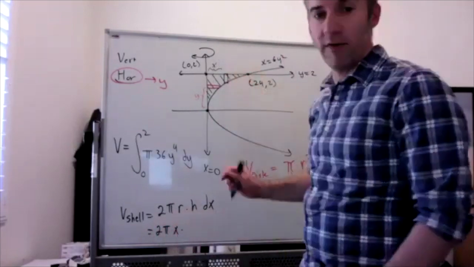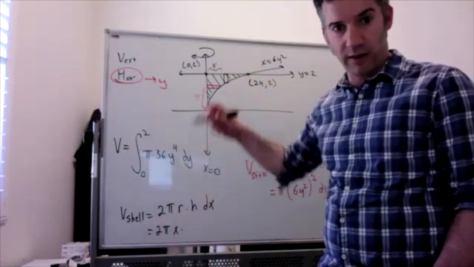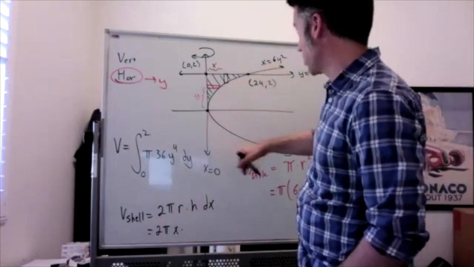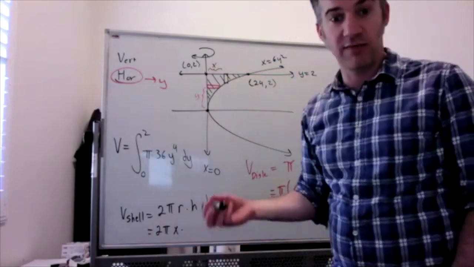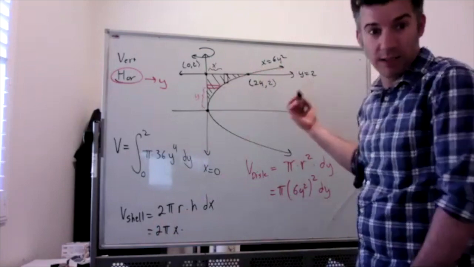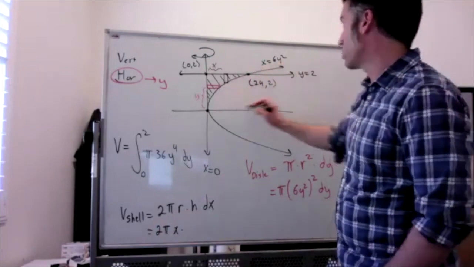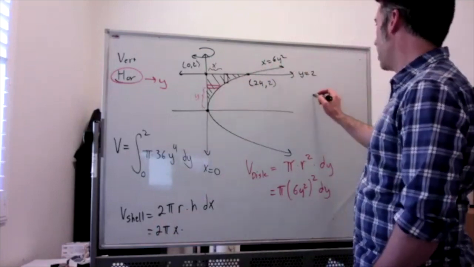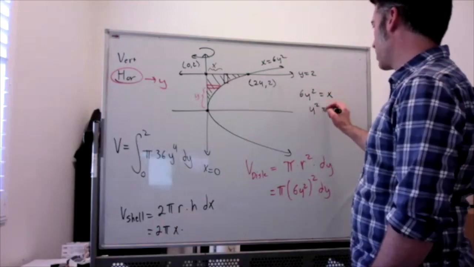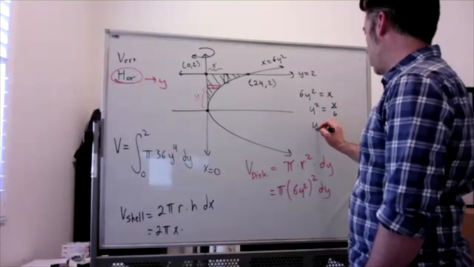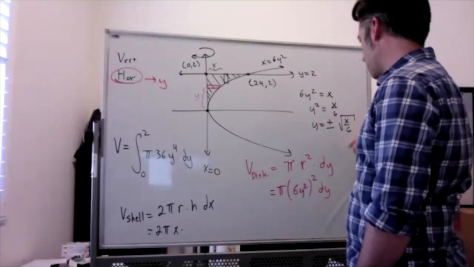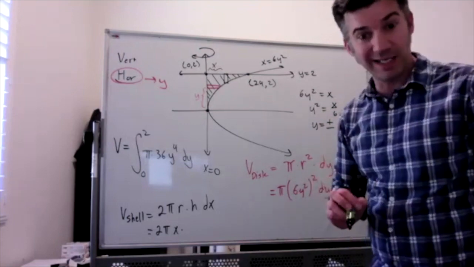And the height of my strip, or the height of my shell, is going to be the top function minus the bottom function. I have to find the functions as functions of x. So the top function is y equals 2, a constant function of x. The bottom function, well, if I solve for y here, 6y squared equals x, y squared equals x over 6, y equals plus or minus the square root of x over 6. Which is it?